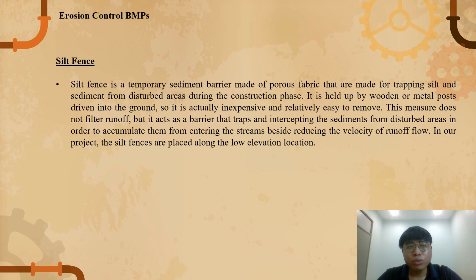For erosion control BMPs, first is silt fence. Silt fence is a temporary sediment barrier made of porous fabric that are made for the trapping seed and sediment from disturbed area during the construction phase. It is held by the wooden or metal post driven into the ground, so it is actually inexpensive and relatively easy to remove.